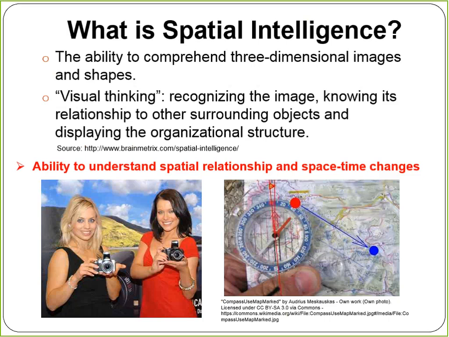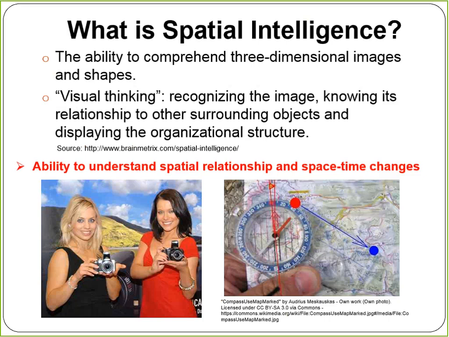If you search the web for spatial intelligence, there are some definitions. This one is pretty popular. Spatial intelligence is the ability to comprehend three-dimensional images and shapes. It is a kind of visual thinking: recognizing the image and understanding its relationship to other surrounding objects, and displaying the organizational structure.